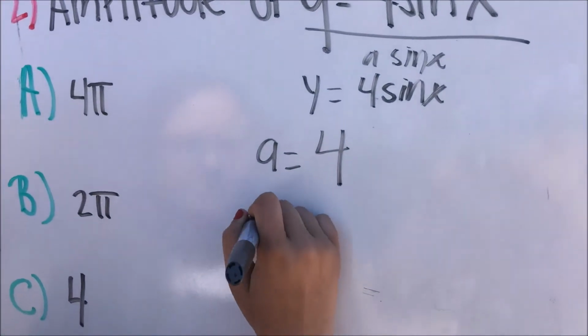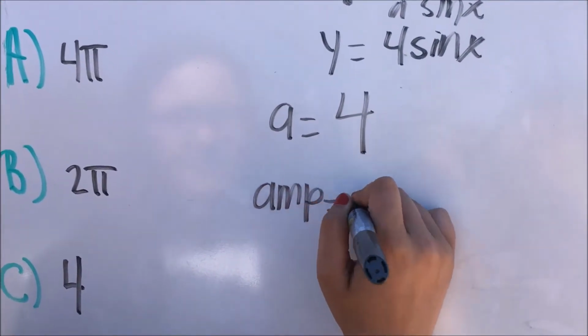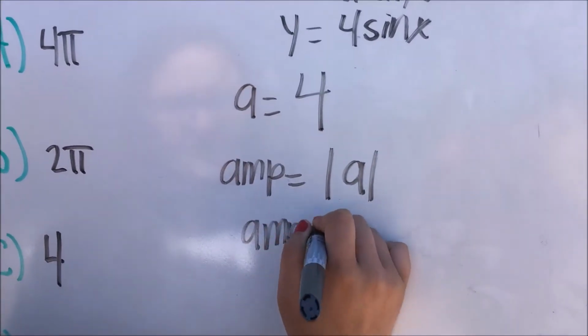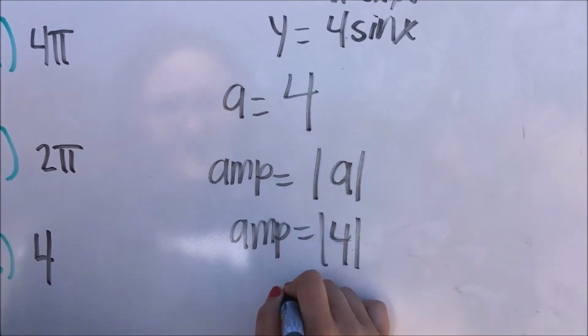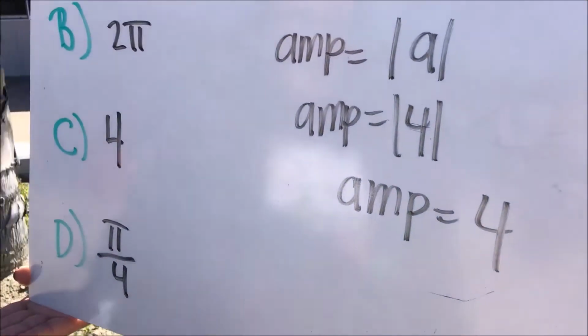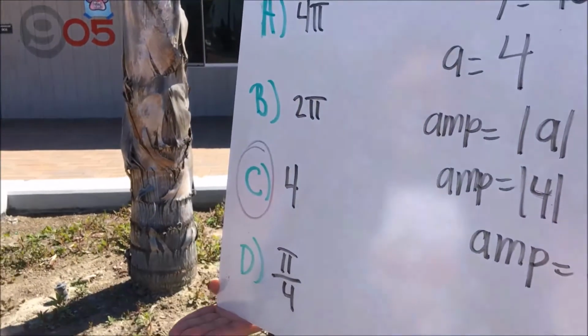To find the amplitude, it's the absolute value of a. So when you plug 4 into the equation, your amplitude is 4. So then your answer will be C.